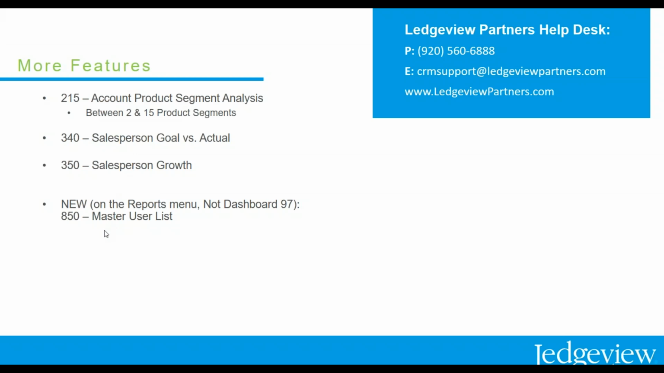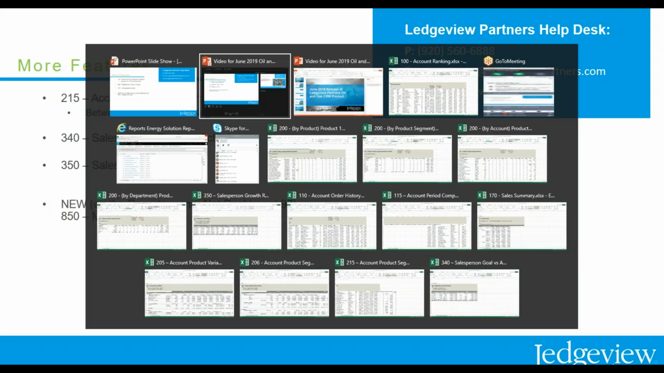And then one report that we created that is not in Dashboard 97, it's right on the reports menu, is to let you run your own CRM user list. So I'll start with that in CRM, then we'll flip over to 97, and then I'll show you some of these reports. So with that being said, let me flip over to CRM.